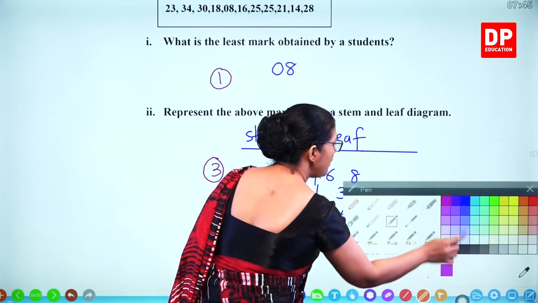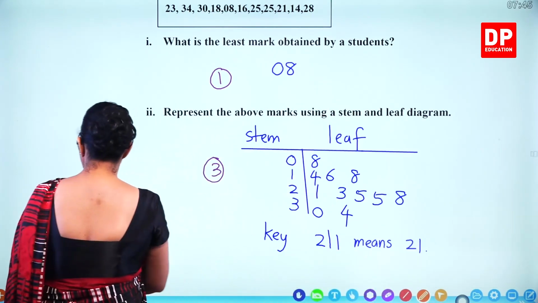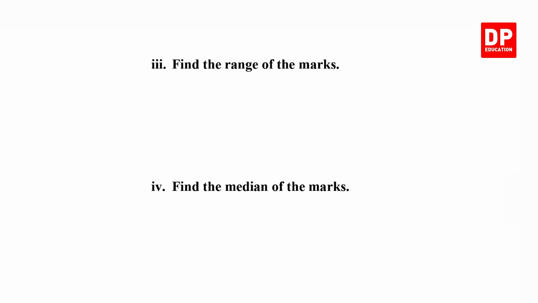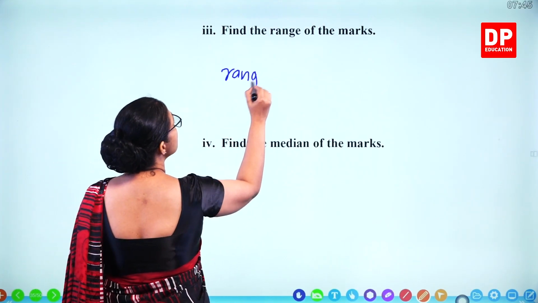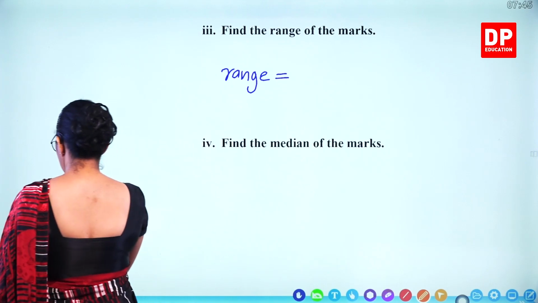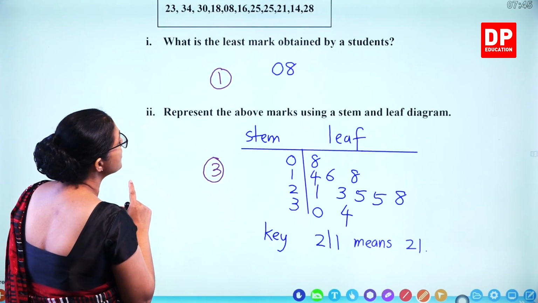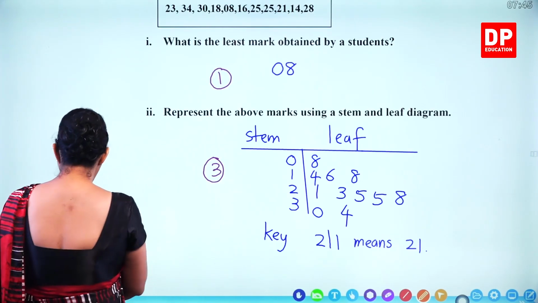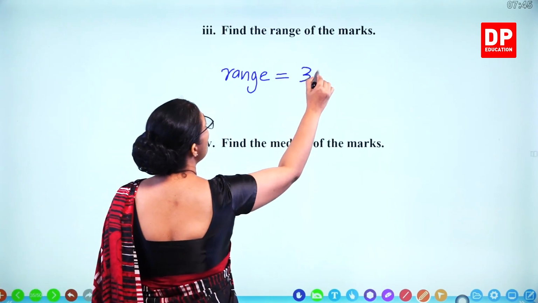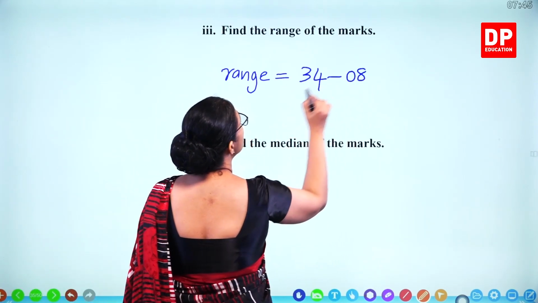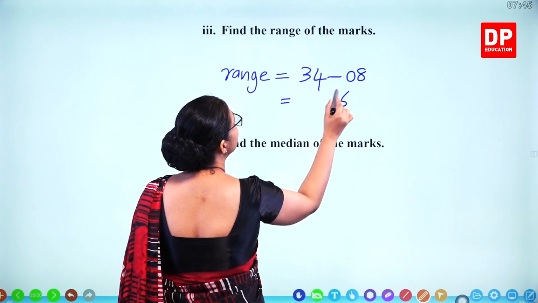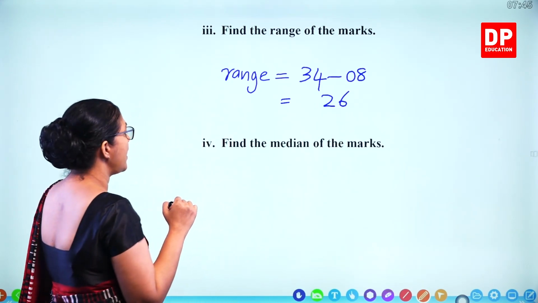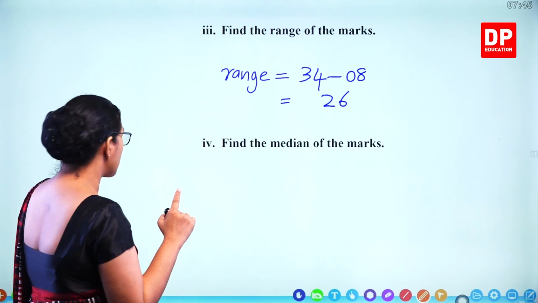Let's take the next one. Find the range of the marks. Range means the highest and the lowest one. Take the difference. Highest is 34 and 8 is the other one. 34 minus 8, you get 26 is the range.